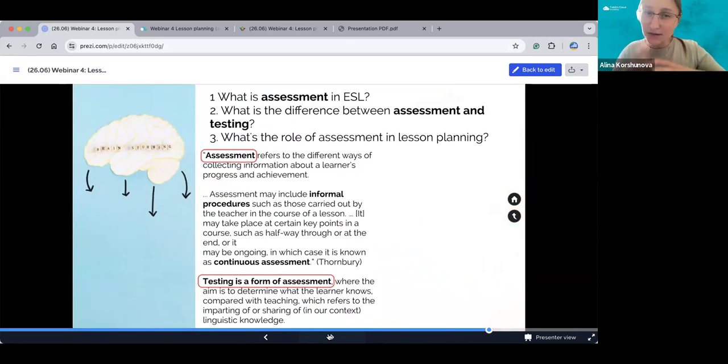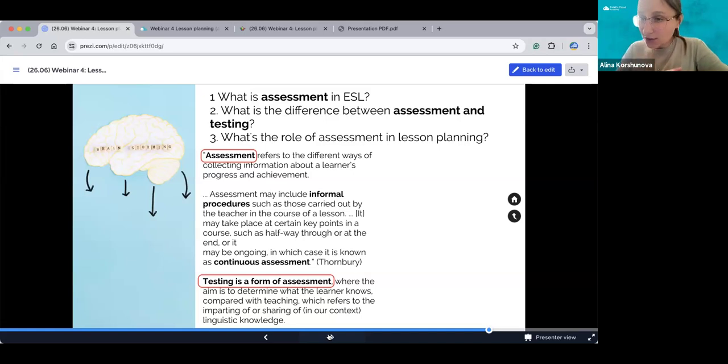Before we talk about how assessment can help us in planning lessons, let's discuss what assessment is. So first of all, assessment refers to different ways of collecting information about learners' progress. It's not only about testing. Assessment is different, it's more complex. Testing is just a form of assessment, yeah? It's just one way to assess our students' learning.